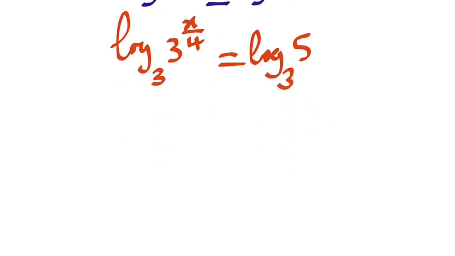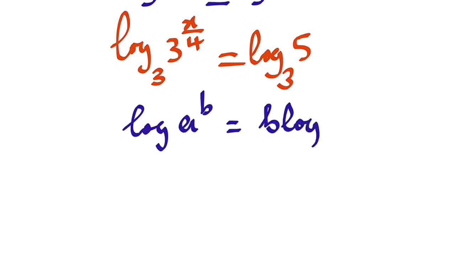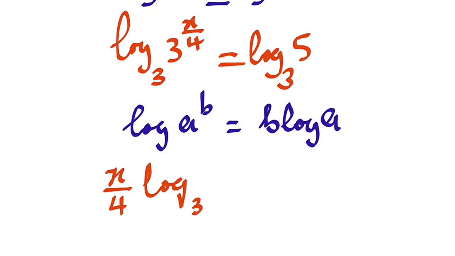Moving on, you can see that this power here has to come down. According to the law of logarithm, when you have something like log of a to the power of b, this is going to be b log of a. That is the law we want to use there. Therefore that will be x over 4 log base 3 of 3 equals log base 3 of 5.